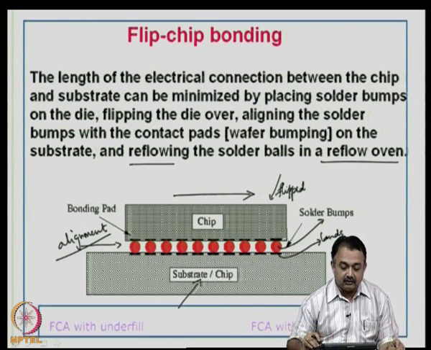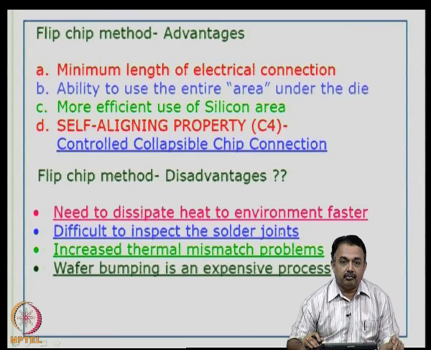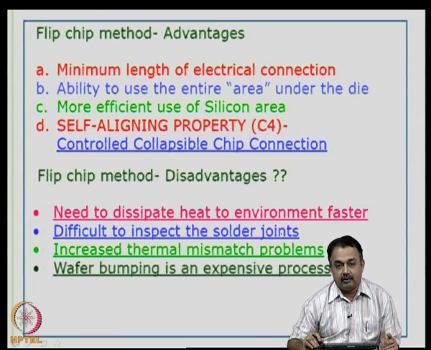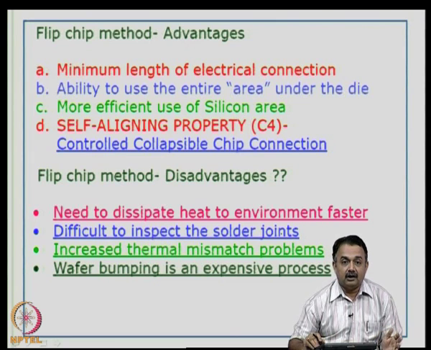That is why this is called a C4 process. What is C4? Controlled collapsible chip connection. During the reflow, the bump collapses, it melts, but it is controlled, and the connection is established because of the surface tension property of the solder material, which pulls the chip back to its original position if a displacement is noticed.